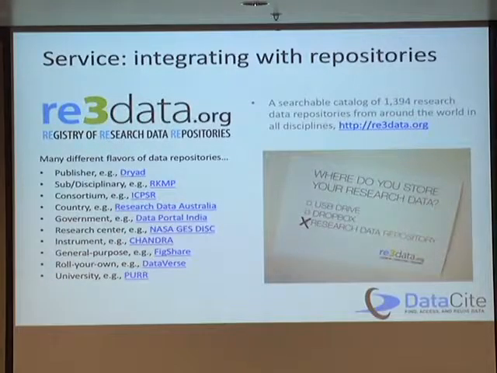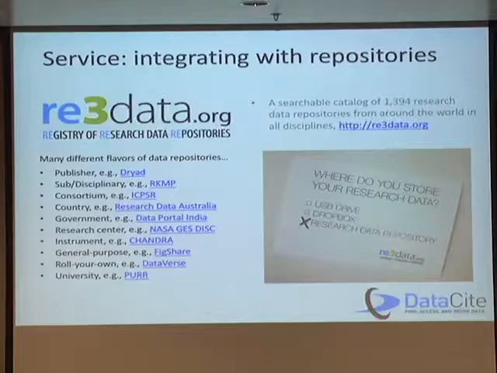So one little thing that I want to mention that doesn't fit so well into that story is thinking about repositories. Where do you put your data? And this is something called Re3Data, and this is also a DataCite service. We've learned along the way, and just from my experience in talking to researchers, they have no idea where to put their data. When they're told by a funding agency, well, you need to put your data in a repository and you need to share it, I think, well, where do I put it? And Re3Data can really help with that.